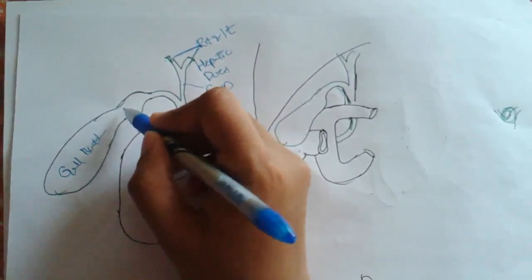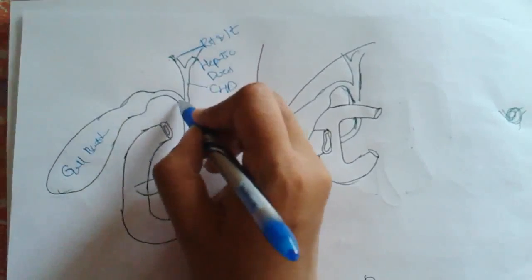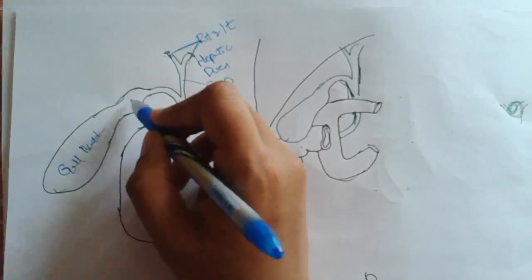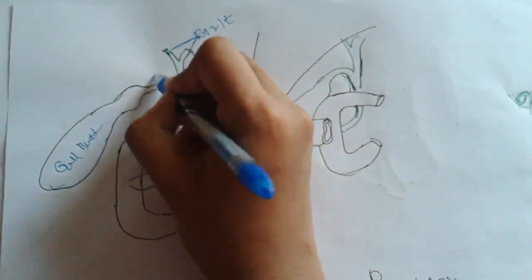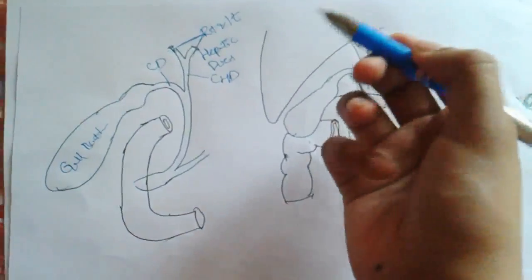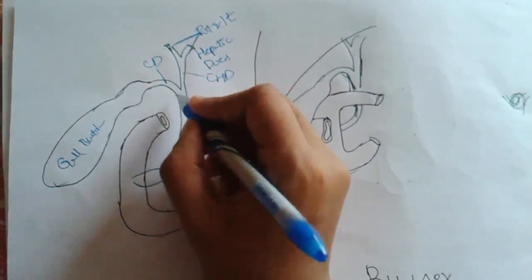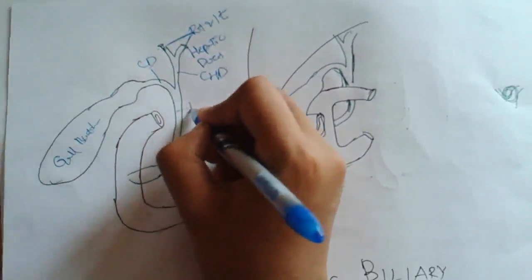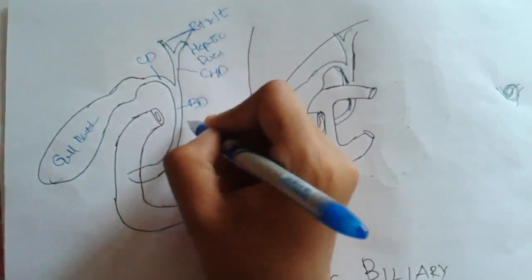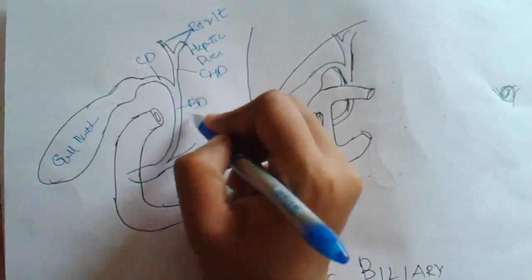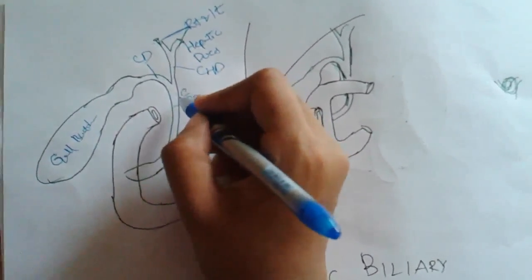The gallbladder receives bile through the cystic duct, concentrates the bile, and then sends the bile back through the cystic duct. So this is the cystic duct. Now the cystic duct combines with the common hepatic duct to form the bile duct, or common bile duct.